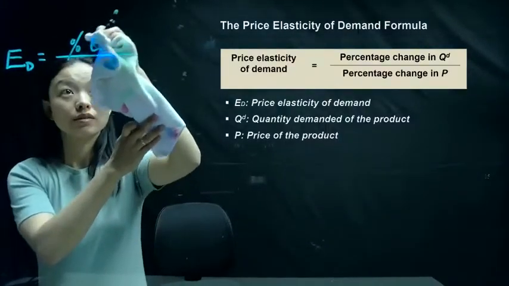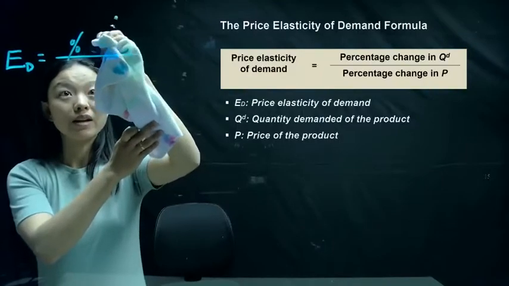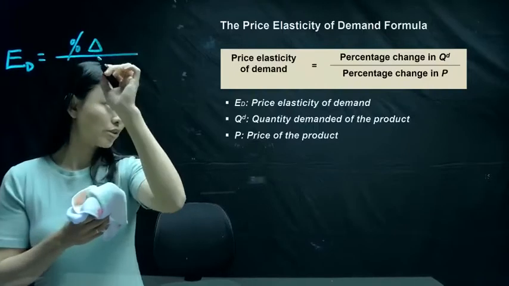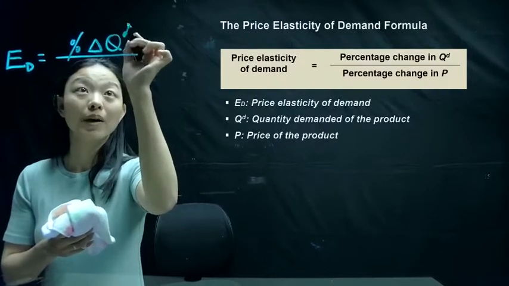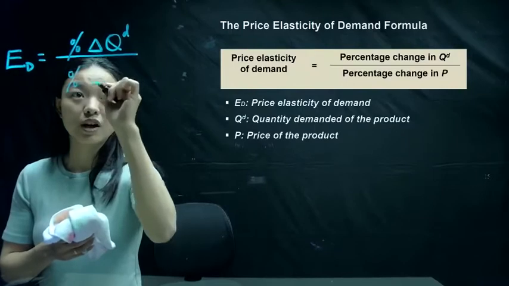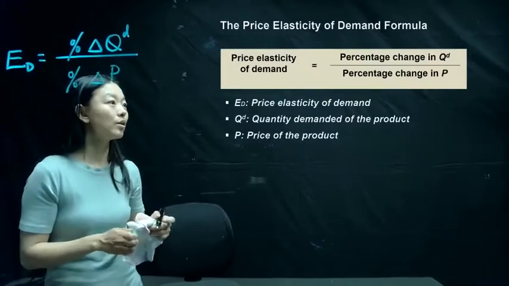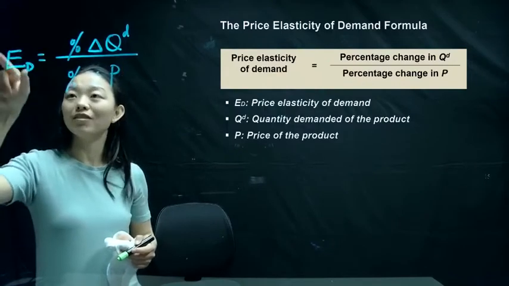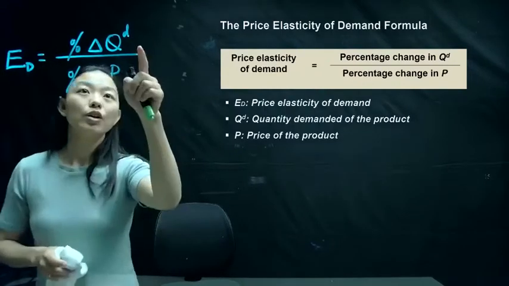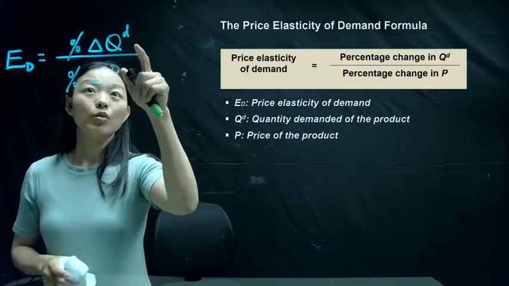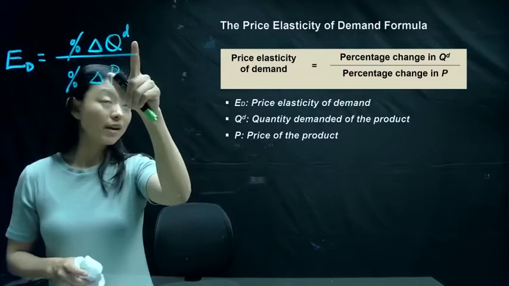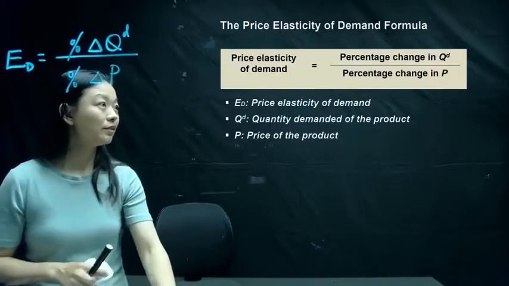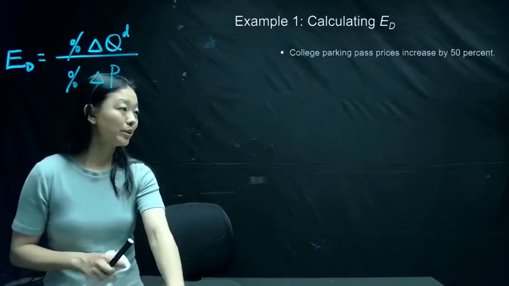In mathematics or economics, we use this delta to represent change, okay? Percentage change in quantity demanded divided by the percentage change in price, okay? So here you can see this one represents the elasticity of demand. And the numerator here will be the percentage change in quantity demanded, and then the denominator here will be the percentage change in price. So let's look at one example.